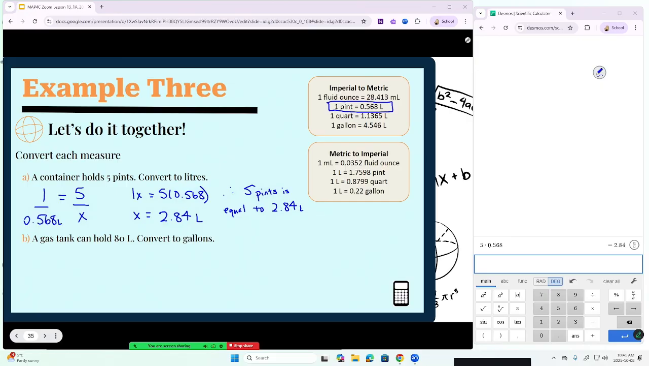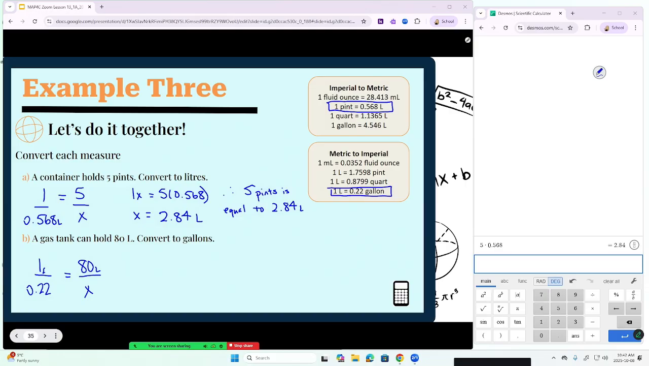The next question says a gas tank can hold 80 liters. Convert liters to gallons. So again, we're going to set up our ratios. Something equals something. The liters is what we're dealing with. So 80 liters is going to be our need, which means 1 liter is our know. How many gallons? So we look at 1 liter is equal to 0.22 gallons. And then we don't know what those gallons are going to be. So we have 1 over 0.22 equals 80 over x. And now we cross multiply.